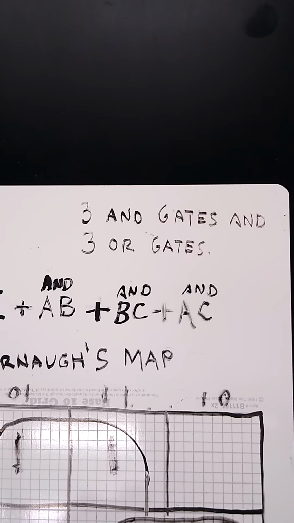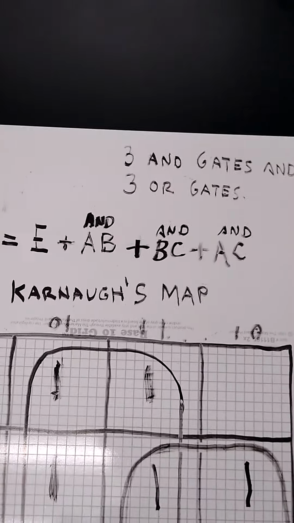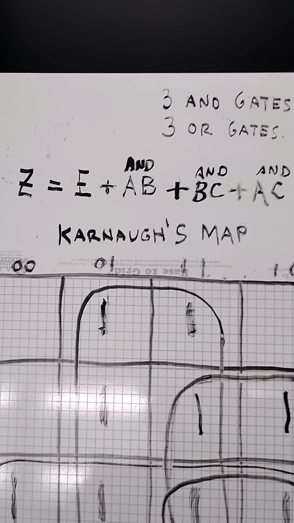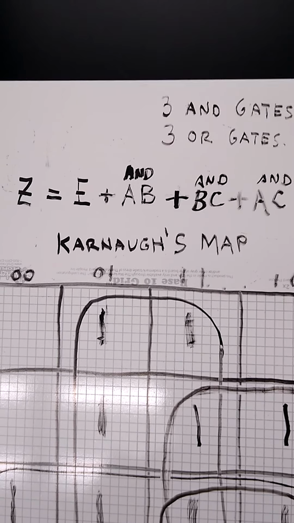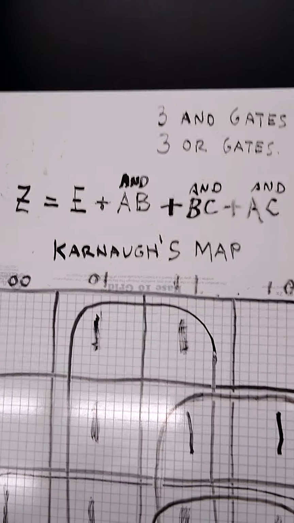So the next step here will be, once we have the simplified equation for the output D, we are going to implement this circuit. We are going to design the circuit required to get this output.